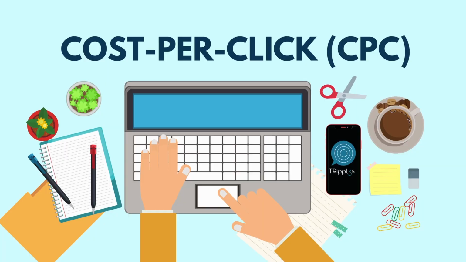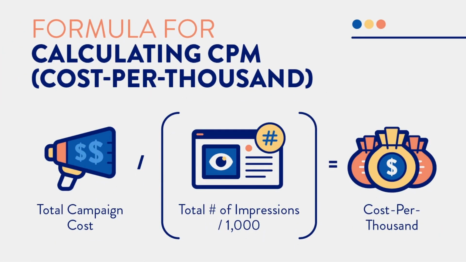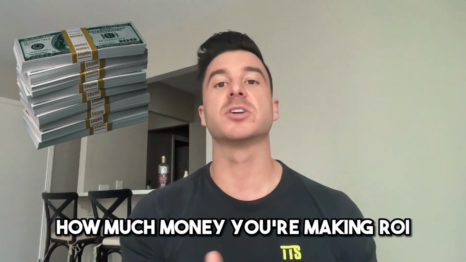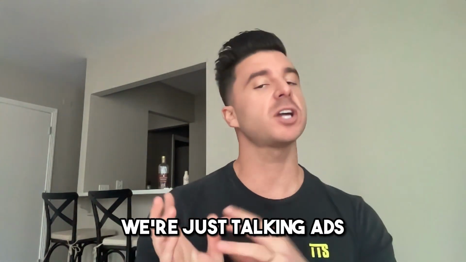Vanity metrics meaning cost per click, CTR, CPM. Those are vanity metrics when true KPIs would be return on ad spend, how much money you're making, ROI, the substance of what you do want to measure. But for this, we're just talking ads.